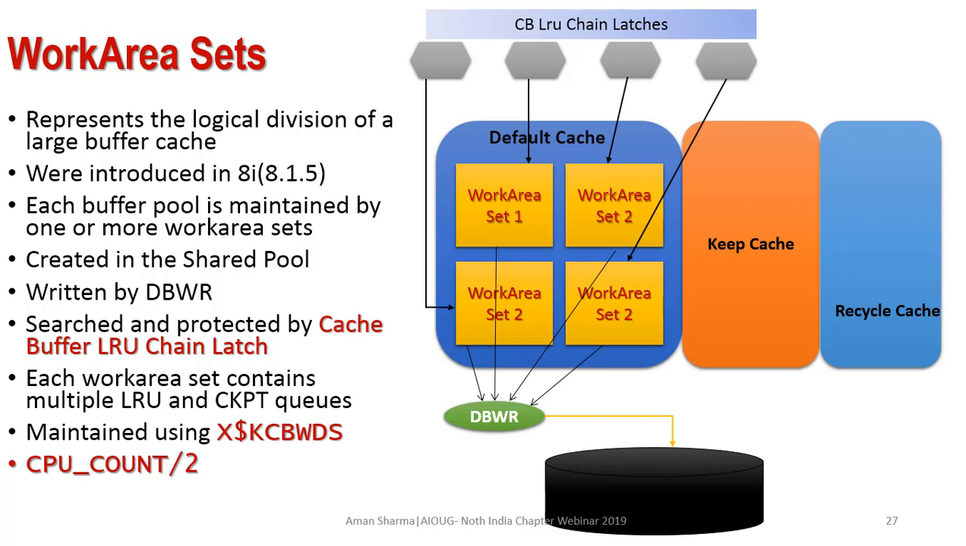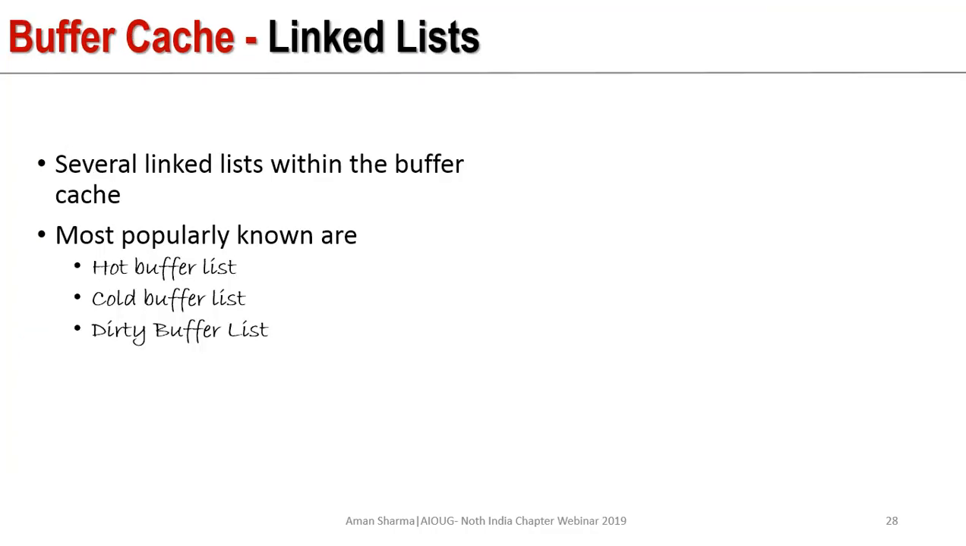Each work area is going to have its own set of linked lists for management, and it is maintained by the table $KCB WDS. I believe it is created by CPU count divided by 2. So if you have 10 CPUs, you get 10 by 2, that means 5 work areas. Of course this can change, and you should test what your version is actually doing for you in terms of the work areas.